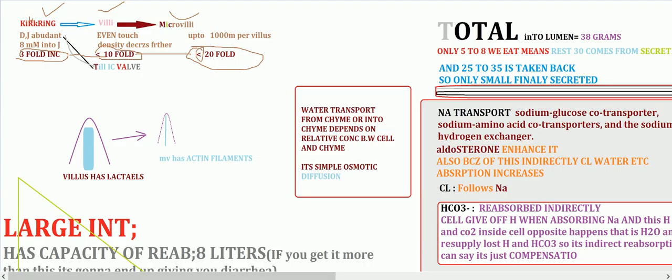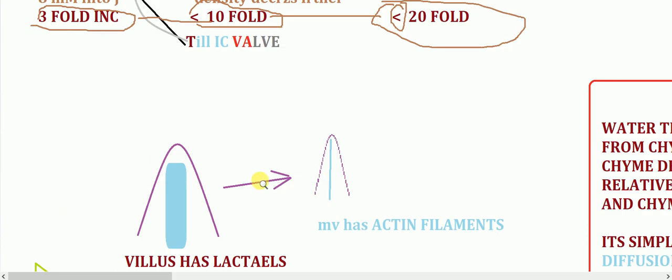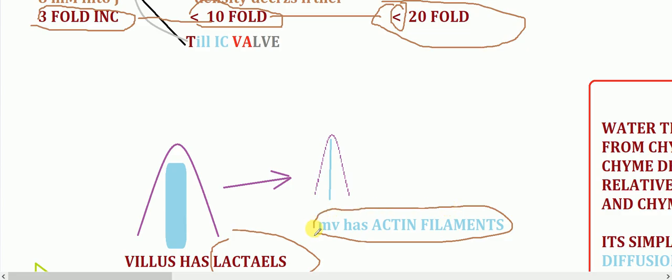here is another beautiful classic MCQ point that a lot of people make a mistake on. That is, villi has lacteals, and the microvilli has actin filaments. It's really something a lot of students, even I myself, read in a hurry, and then after a while, I got confused.